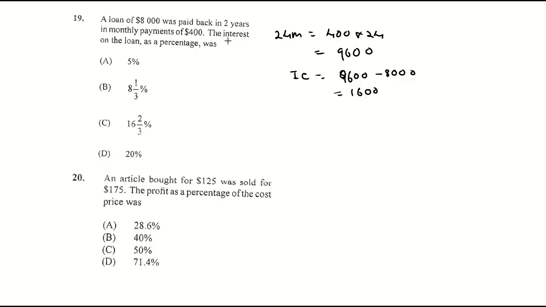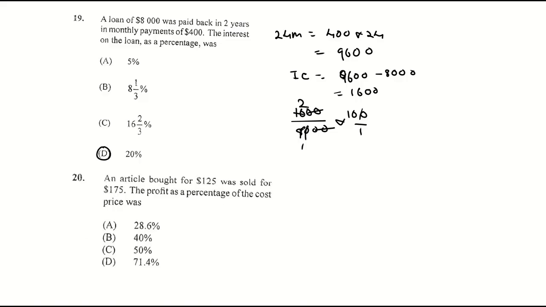Right? So they want to know what the interest is as a percentage. The interest would be 1,600 over the loan, which was 8,000, multiplied by 100 over 1. Cross out these two zeros, cross out these two zeros: 8 into 8 is 1, 8 into 16 is 2. So your answer would be 20%, and that is how you would do this question.